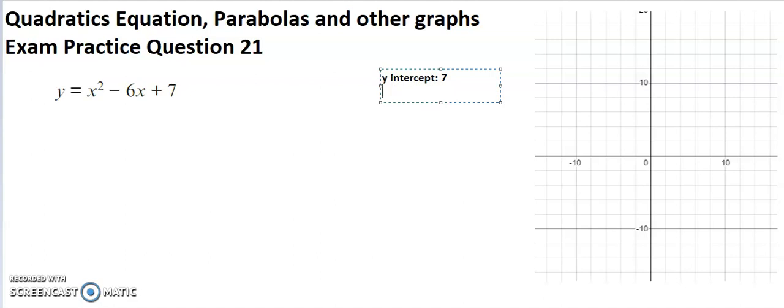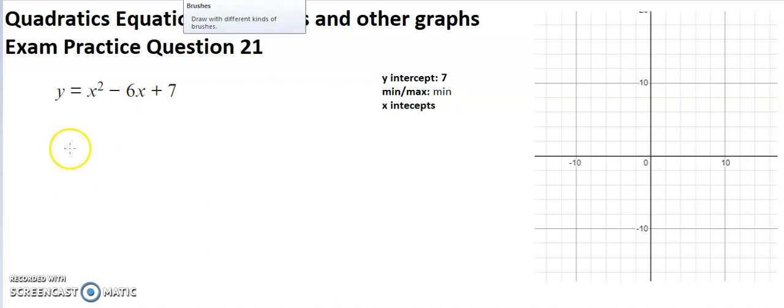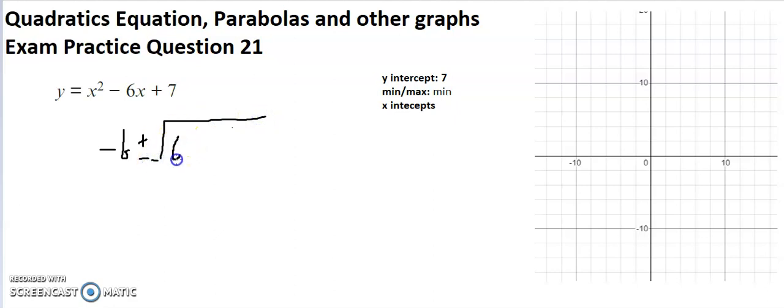The next thing I'm going to be looking at is, do I have a min graph or a max graph? And my a is positive, so it means I've got a min. Now I'm going to look at my x-intercepts. In this case, I need to use either factorize or the quadratic formula. I'm going to use the quadratic formula, so negative b plus or minus the square root of b squared minus 4ac, divided by 2a.